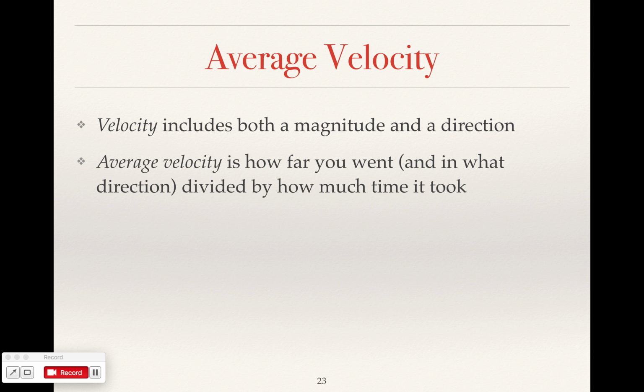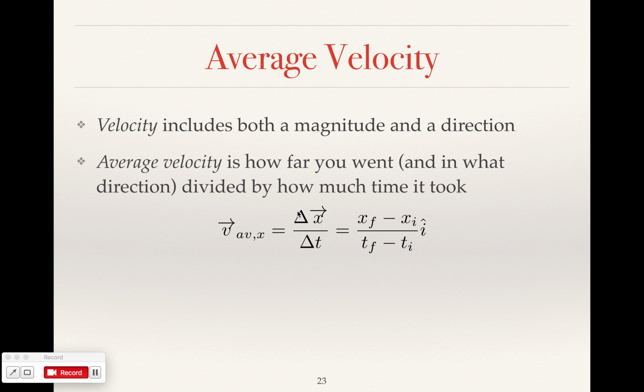Average velocity is how far you went and in what direction, divided by how much time it took. To be specific, for velocity we're going to use a v, so it has a magnitude and a direction, it's a vector, so we put the arrow over it. Your textbook likes to use this little AV to indicate average, which is how I like to do it also. And since we're only dealing with one-dimensional motion, we put a little x here just to remind us that this is only the x part.